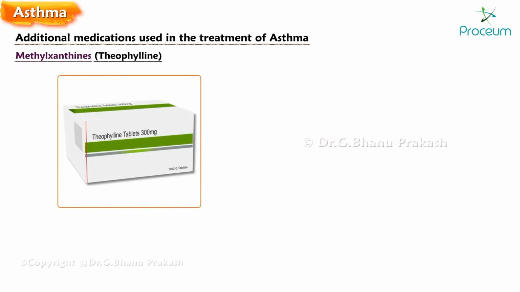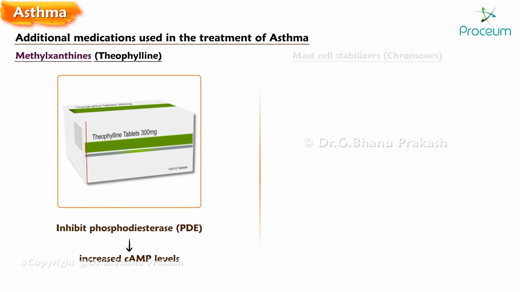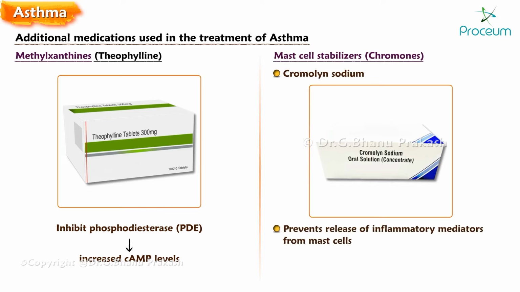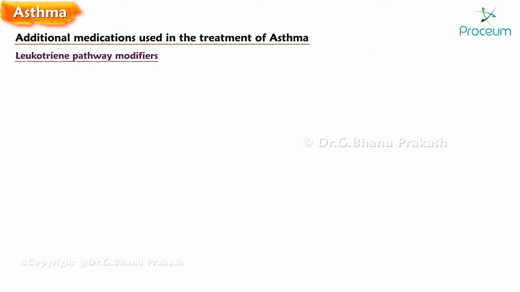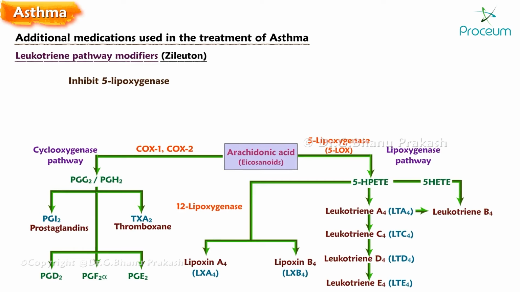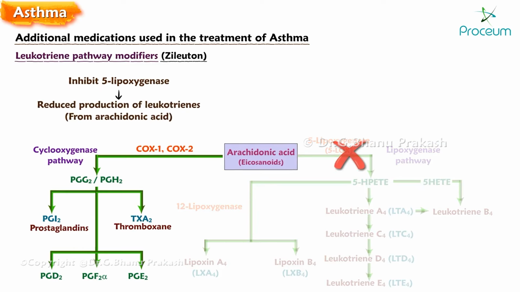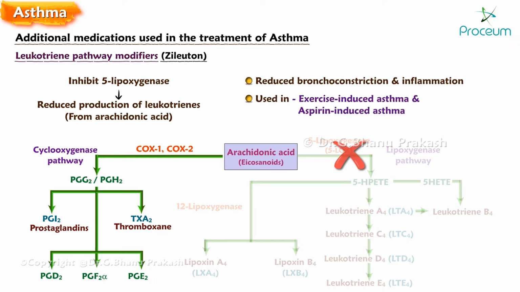Methylxanthines. Theophylline. Inhibit phosphodiesterase, PDE, increased cAMP levels. Mast cell stabilizers. Chromones. Cromolyn sodium. Prevents release of inflammatory mediators from mast cells. Preventative treatment prior to exercise, not commonly used. Leukotriene pathway modifiers. Zileuton. Inhibit 5-lipoxygenase, reduce production of leukotrienes from arachidonic acid, reduce bronchoconstriction and inflammation, used in exercise-induced asthma and aspirin-induced asthma.